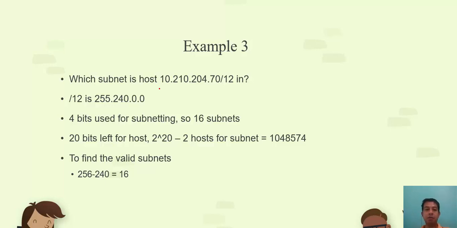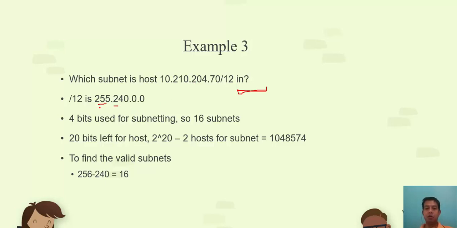Some people make that mistake. So in this example, 12 bits are used, that is /12 bits. That means 8 bits are already there in the first octet, so the first octet is 255. 12 is 8 plus 4. That means 4 bits are taken from the second octet. That means now the subnetting in this example would be done in the second octet.